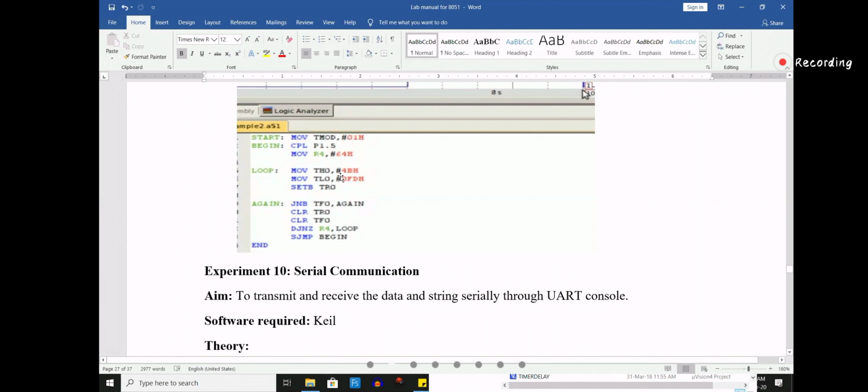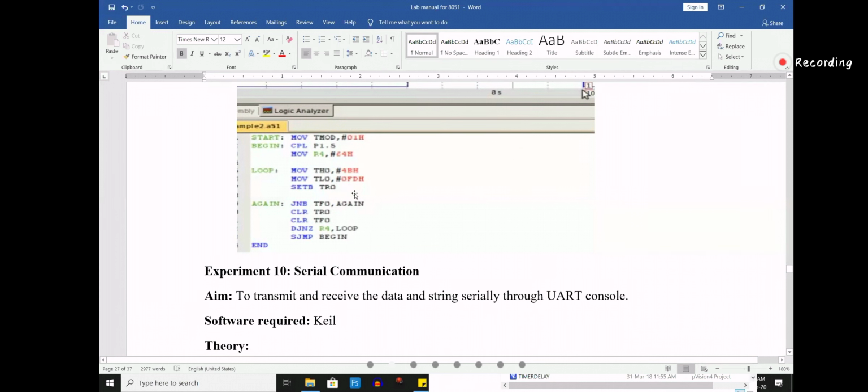MOV TH0, #4BH. TH0 is 4B, and TL0 is FD. Why have we set these? Because in order to achieve 50 milliseconds, I've already got this value. Then I will start the timer. That timer will count from 4BFD to FFFF. If I do SETB TR0, the timer will count from 4BFD to FFFF.